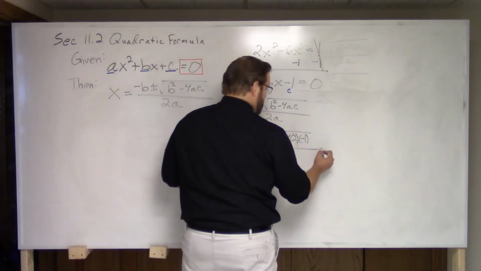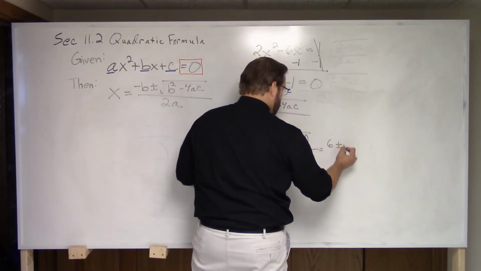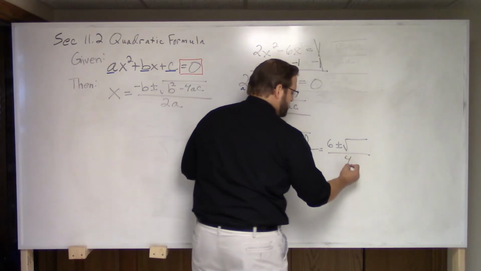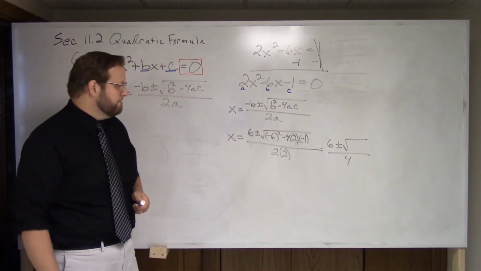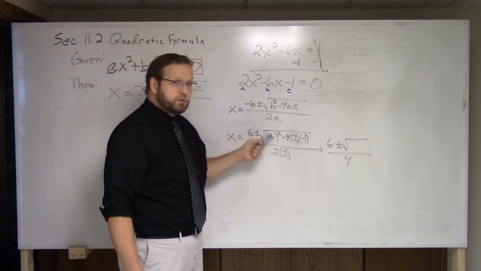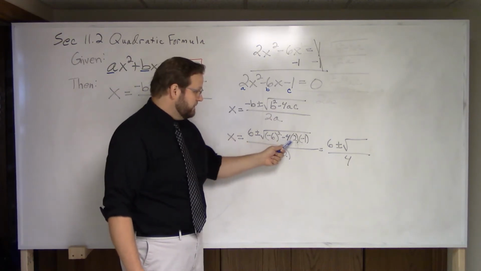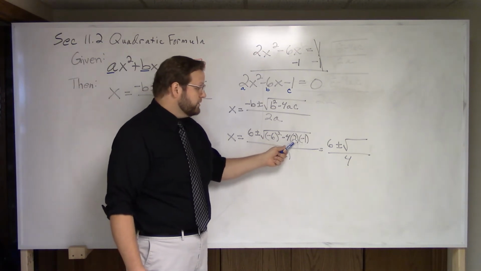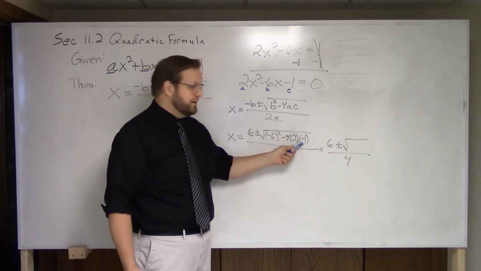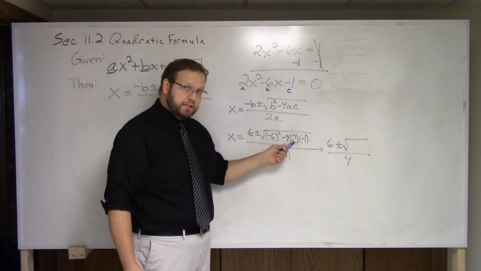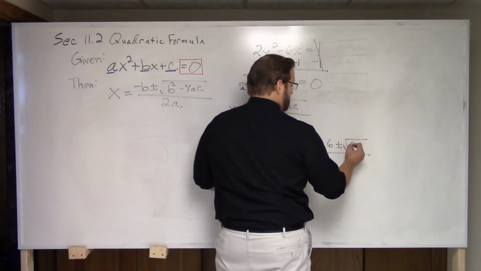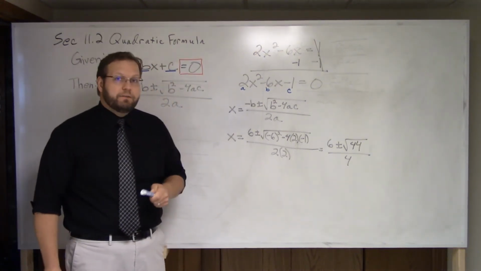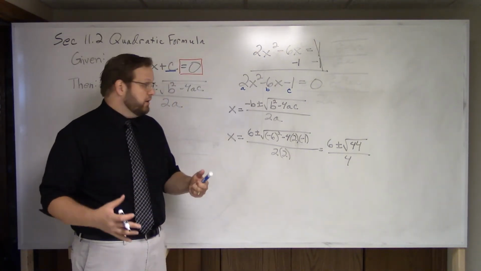So that would be 6 plus or minus the square root of something. We still have to calculate that. And then 2 times 2 is just a 4 on the bottom. Okay? So what we get, -6 squared is 36. Negative and negative is a positive, so this is really going to be a plus. 4 times 2 is 8, times 1 is 8. So 36 plus 8 is 44. Okay? Again, if the numbers get nasty and you want to use your calculator, that's fine.